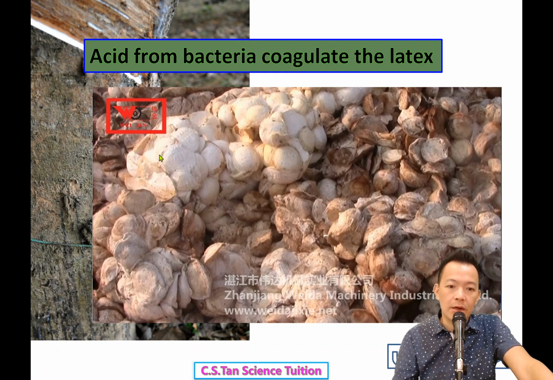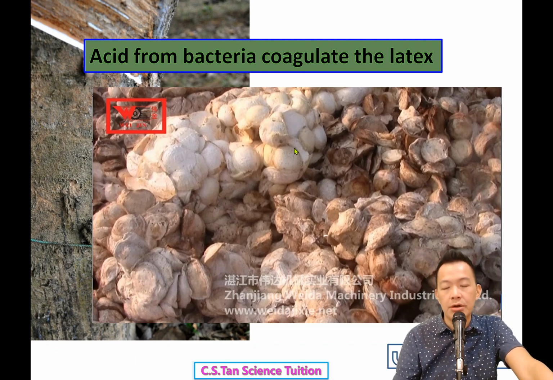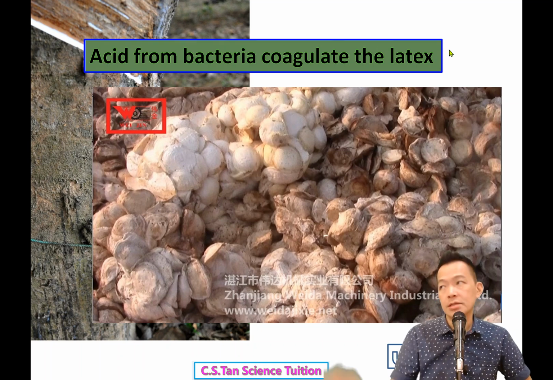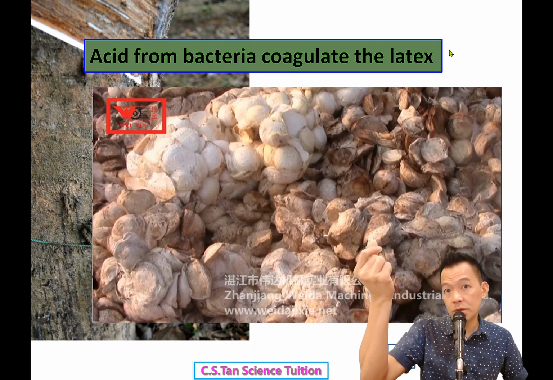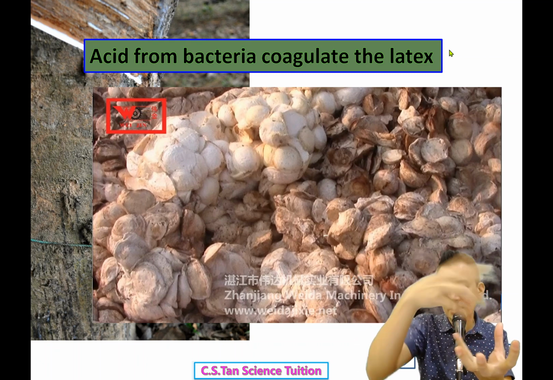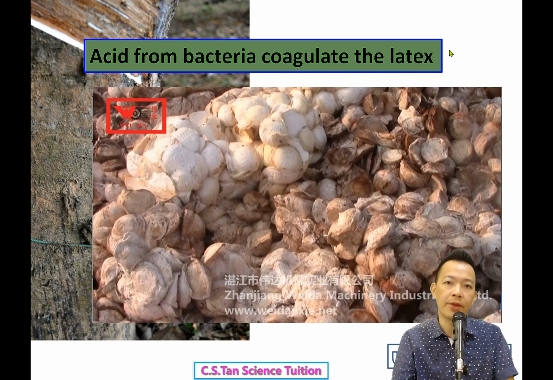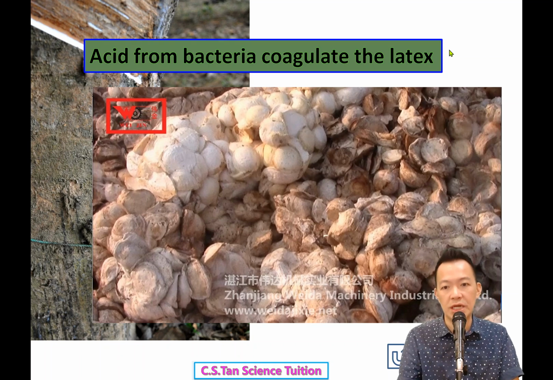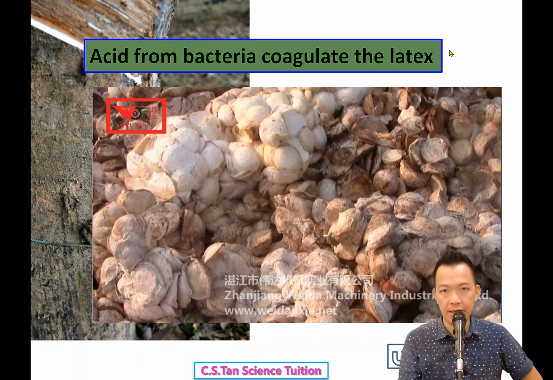So. Why the latex can coagulate itself and become the solid? Simple. Acid from the bacteria coagulate the latex. So in the air, it contains a lot of bacteria. 空气中的 bacteria, they fall into the latex. 它掉进橡胶质里面。They produce acid inside the latex. 它在橡胶质里面呢放出 acid. So the acid coagulate the latex slowly, about 6 hours, 6个小时左右了。Okay.